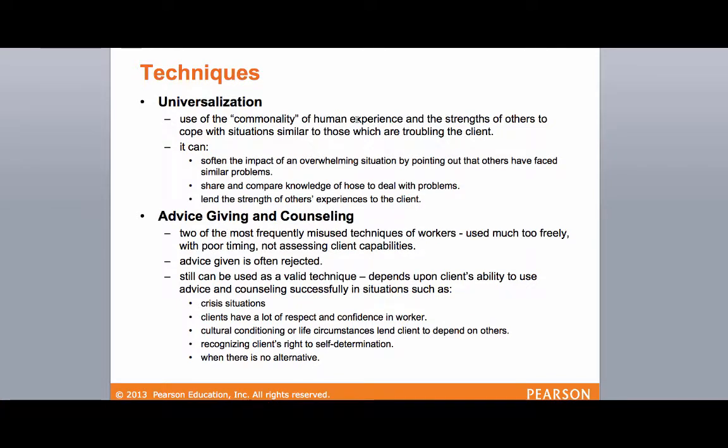Universalization is a technique that you'll find yourself using frequently with clients. It emphasizes what is common among us in our human experiences, and how others similar to us utilized certain strengths when they were going through the very same thing, how they responded to it, and the result they had. It's sort of like, I know other people who have experienced this, and gosh, it's difficult for everybody, but here's what somebody did.